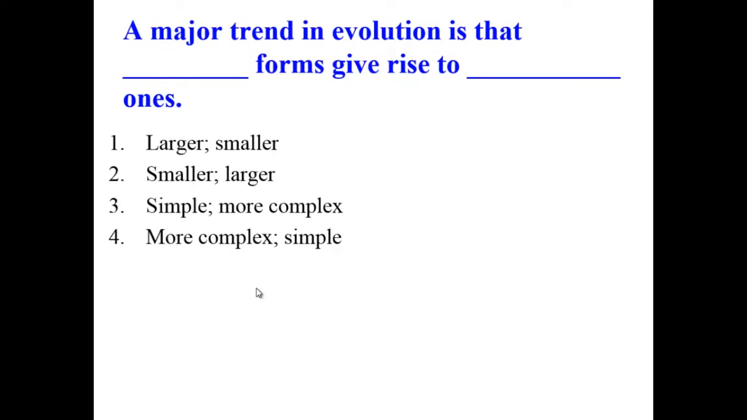Now, a lot of times people want to choose this one, smaller to larger. They do think that things get larger over time, but that's not necessarily true. So let's eliminate number 2. So yes, number 3 is correct. Number 3, that over time things go from simple to becoming more complex.